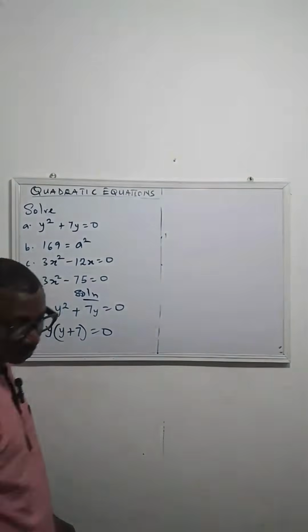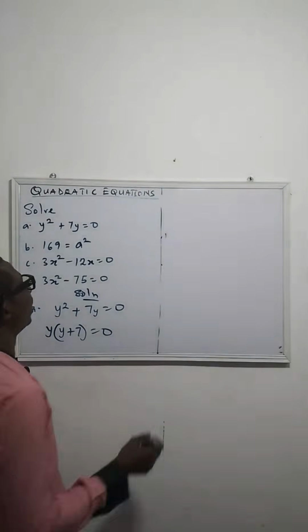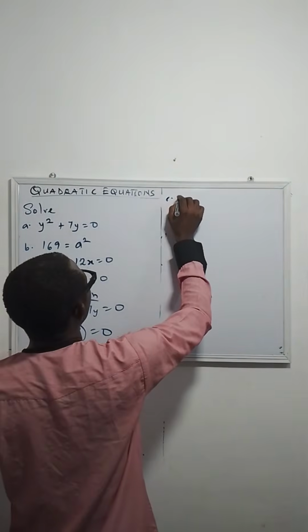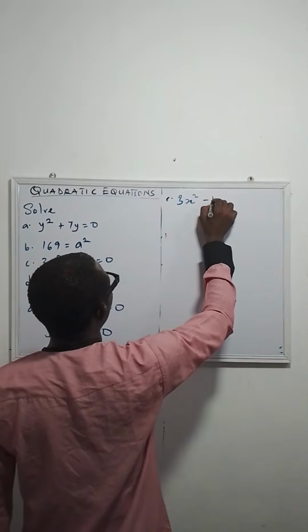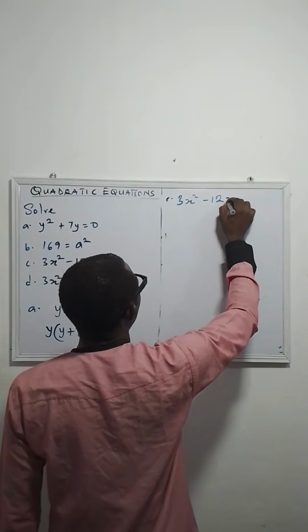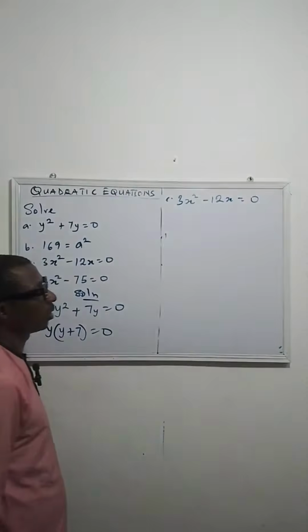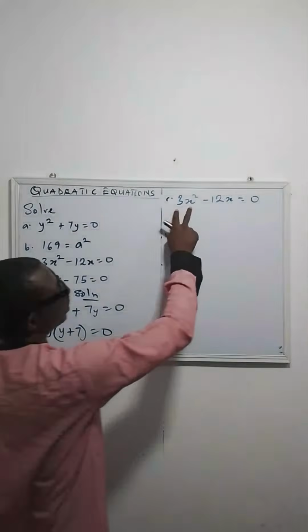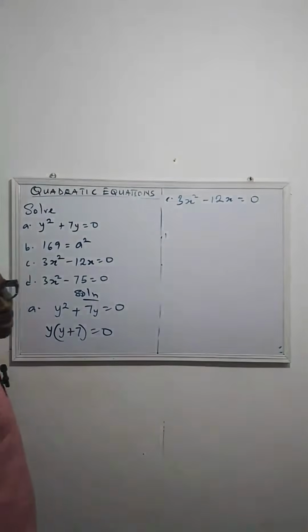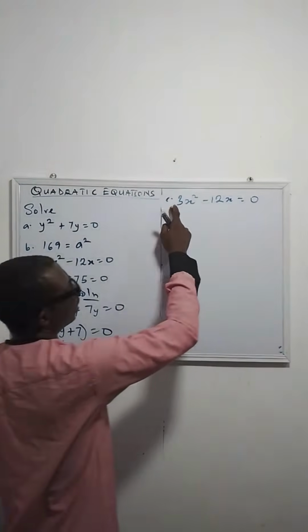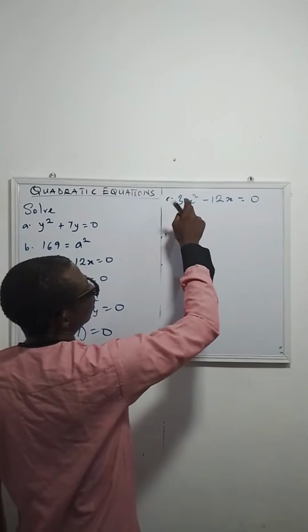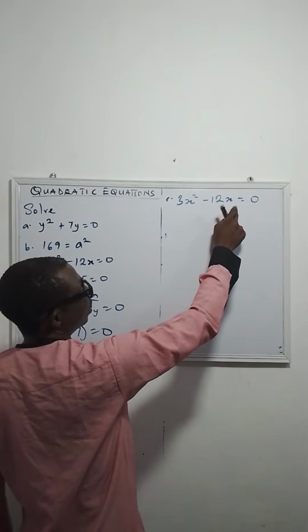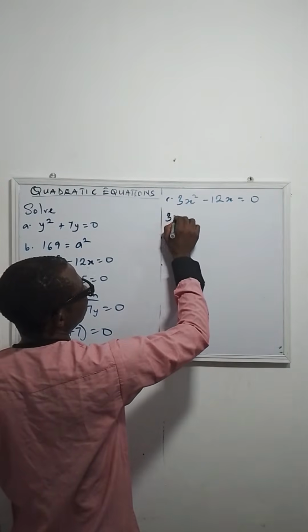Okay, so we have 3x squared minus 12x equals 0. How do we solve this? The first thing is to find a way of getting the GCD. What is going to be the GCD of these two terms? The 3 can go here, 3 can go here. X can go here, x can as well go here. So we have 3x as the GCD.